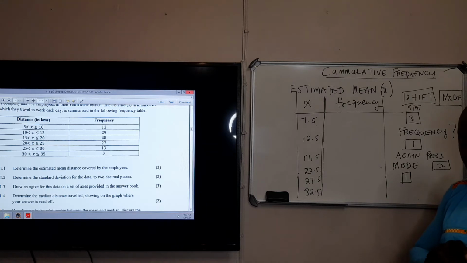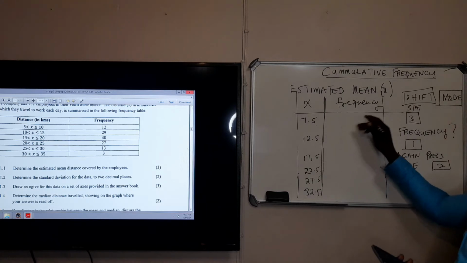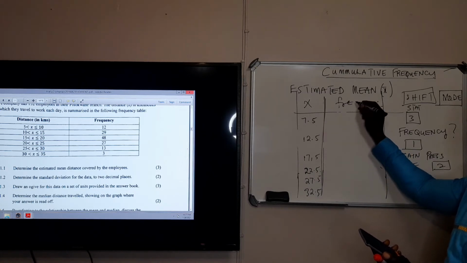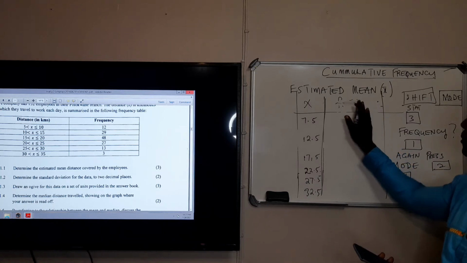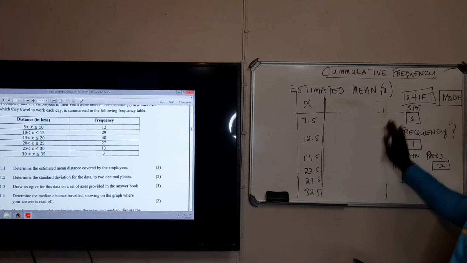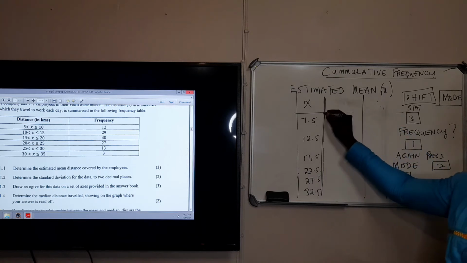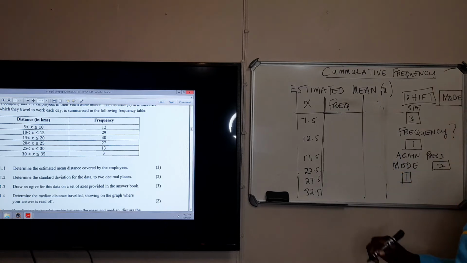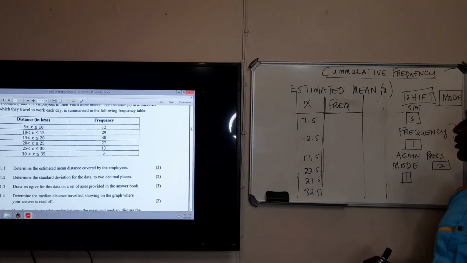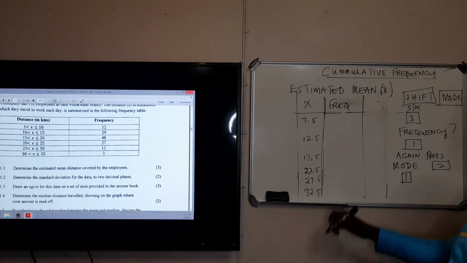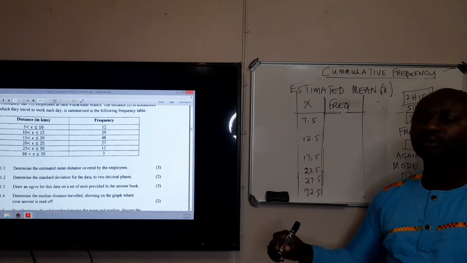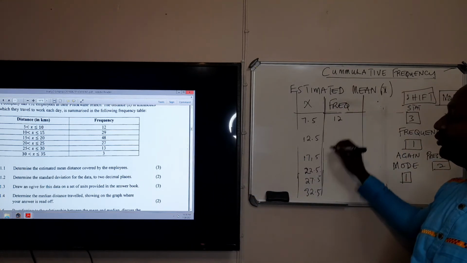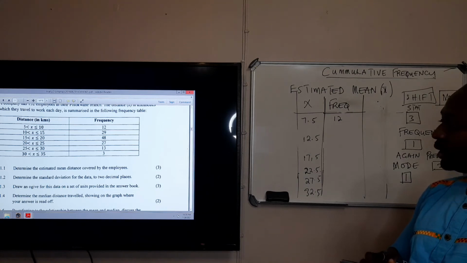When you press 1, it will open the calculator for you like this. It will give you X and it will give you frequency. It's X here, and here it is written frequency. Now you are going to capture the frequency table. You can see on the screen that the frequency has been given. Our first frequency number is 12. So here you capture the X values.